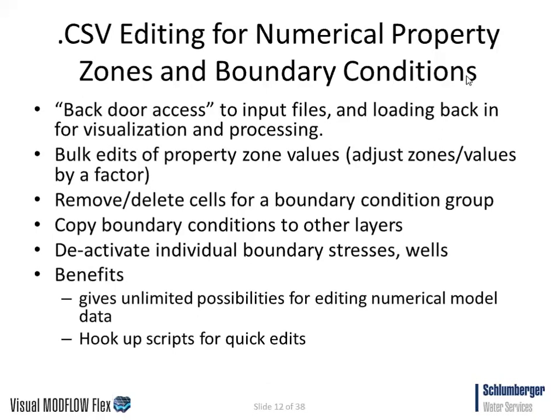It also makes it quite easy if you want to do calibration for your property zones by applying formulas to parameter values. Likewise, for adjusting conductance for river, drain, general head boundaries. This can be done quite easily with this type of format. Other things you can do is you can add and delete cells for existing boundary condition parameters. You can copy boundary conditions to other layers.